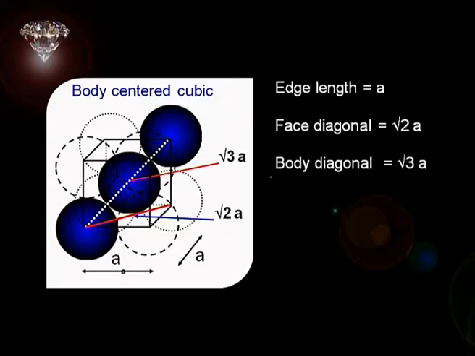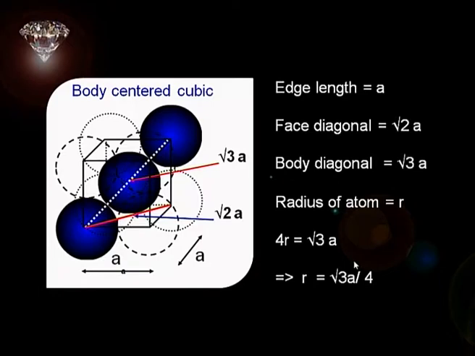And what you see is that this body diagonal is essentially equal to one radius, second, third, and the fourth one. That means, if the radius of the atom is R, then 4R is equal to root 3 A, which is the body diagonal. In other words, we can say that R is equal to root 3 A by 4.